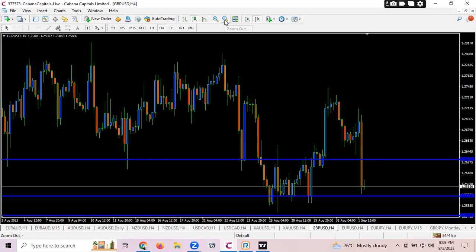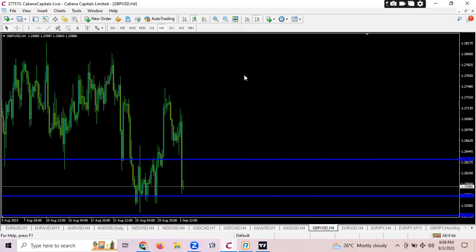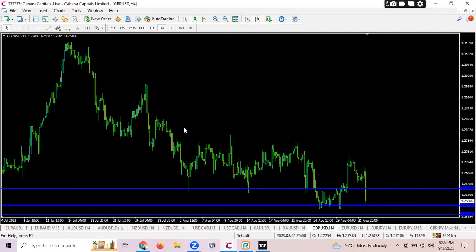Look at 4-hour, you see that GU has been in a range for some time. As you can see, this is a support on 4-hour, and this is also the low of this candle on 4-hour. So if this zone is broken, you can consider selling GBP USD. And if this resistance zone is broken, you can consider buying GBP USD. I hope you are following.